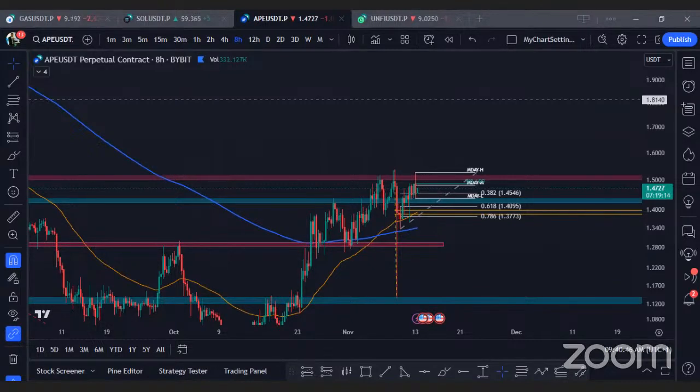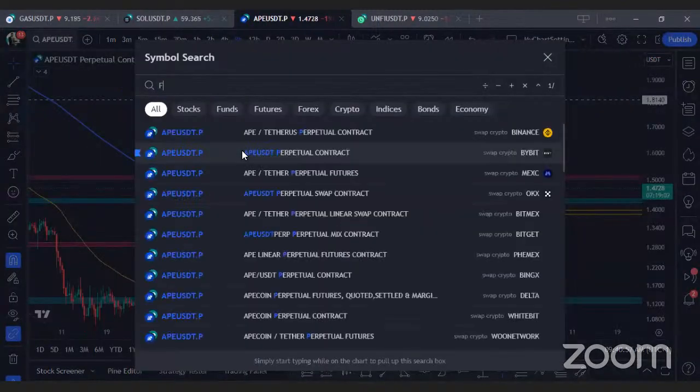FLM. Okay, I'm looking at long. I'll look at FLM for you. All right. So Fish, what indicator does FLM use?